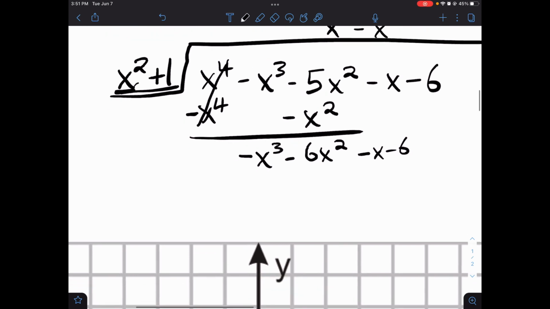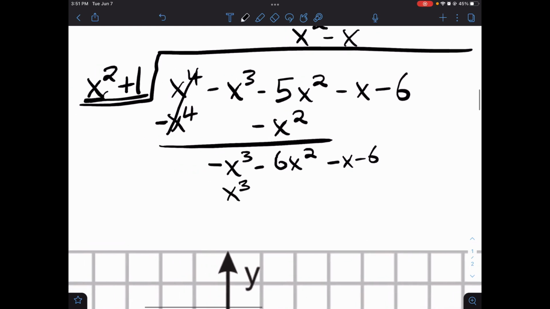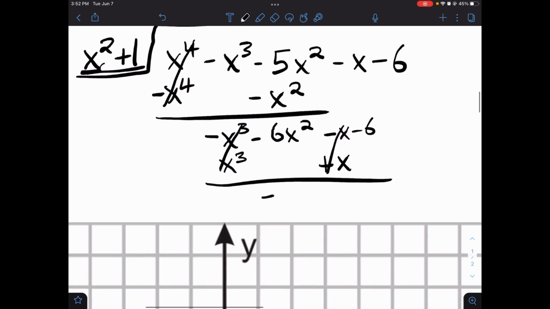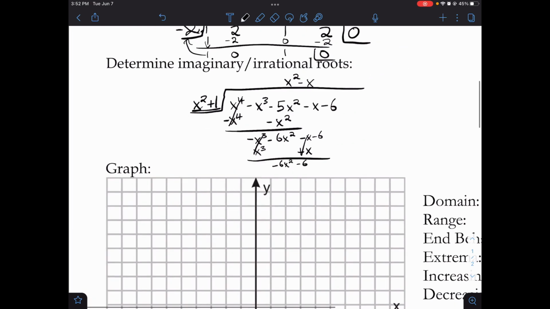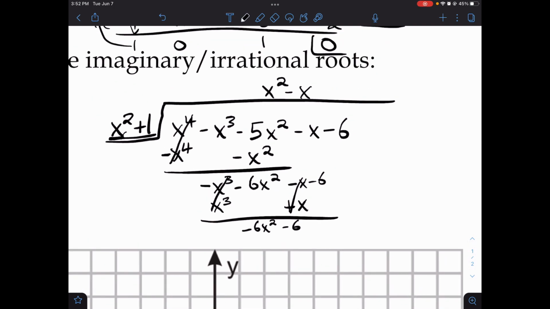Now, when we multiply by negative x, we get a negative x to the third, but we always flip signs, so we get x to the third. And then multiplied by x, when we multiply 1 by a negative x, we get a negative x, but we always flip signs, so we get a positive x. Now this cancels out, and this cancels out when we add, so we are left with negative 6x squared minus 6. Now what multiplied by x squared will give us negative 6x squared? That'll be negative 6.